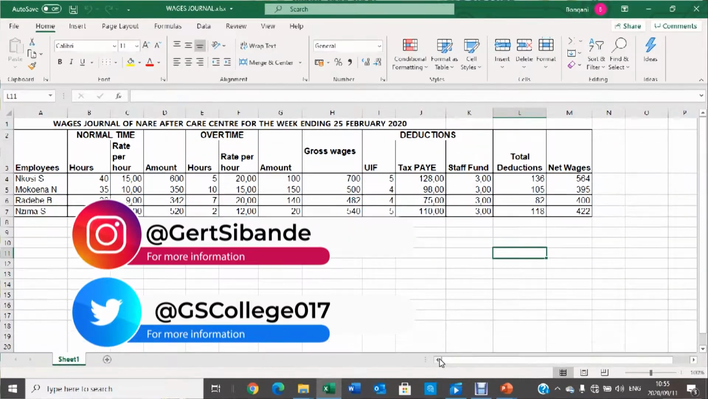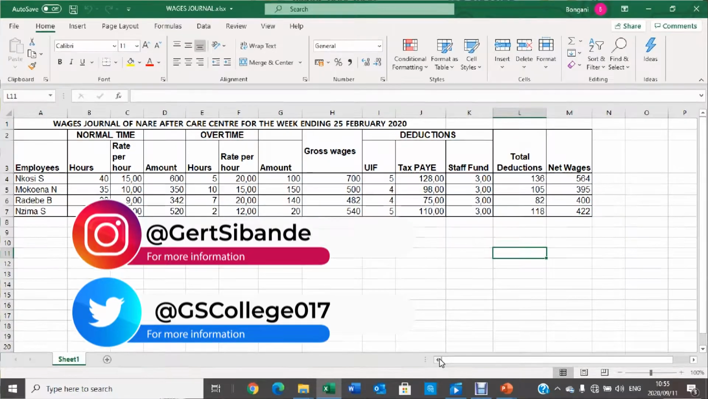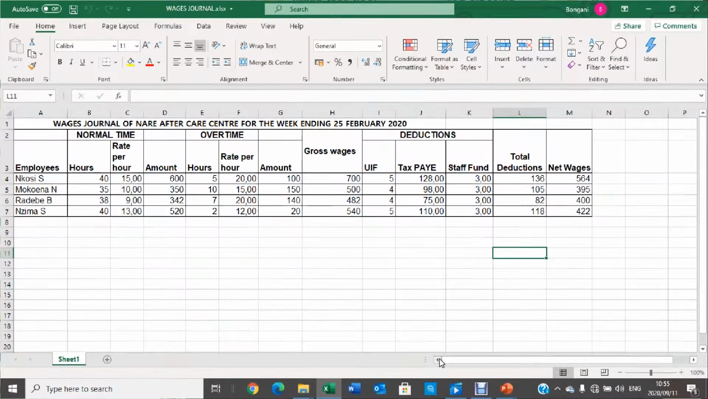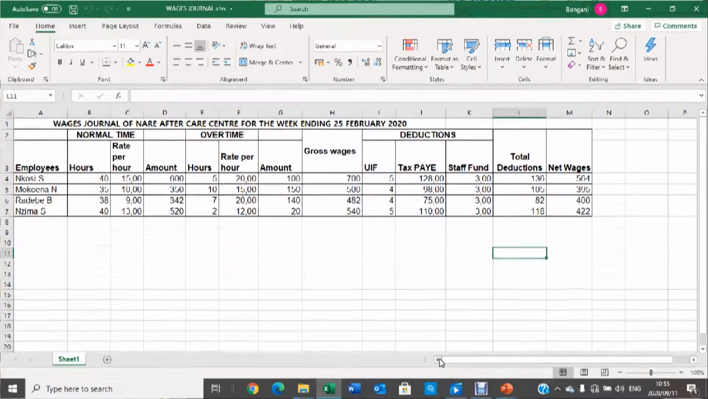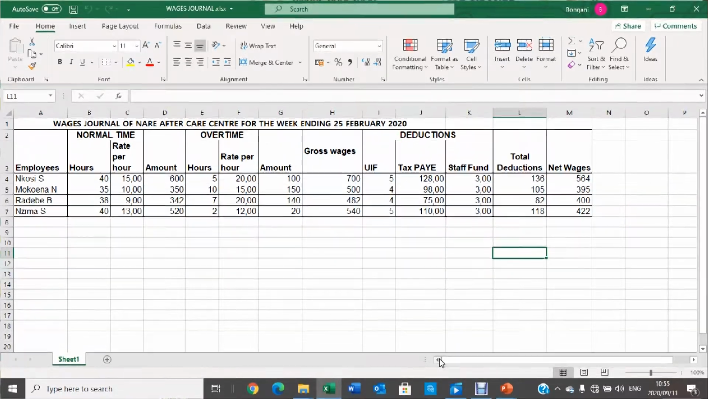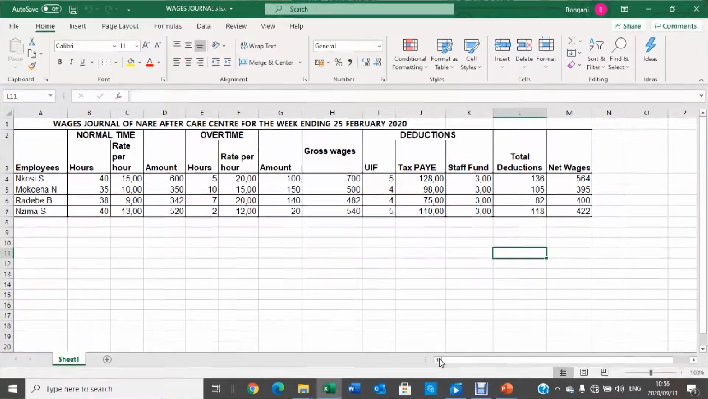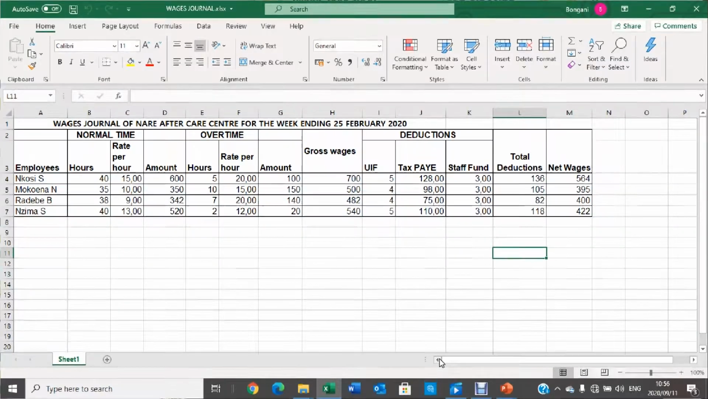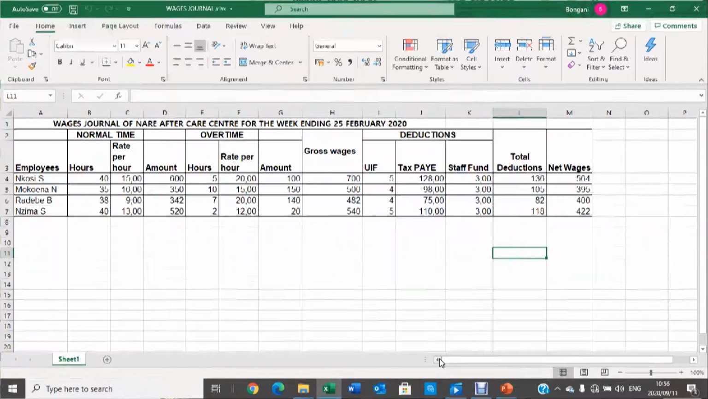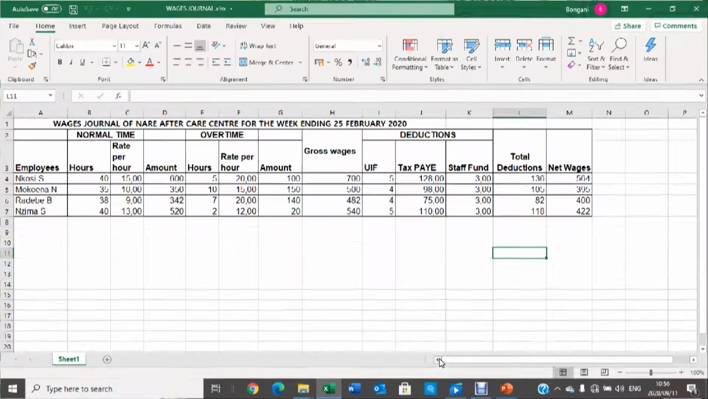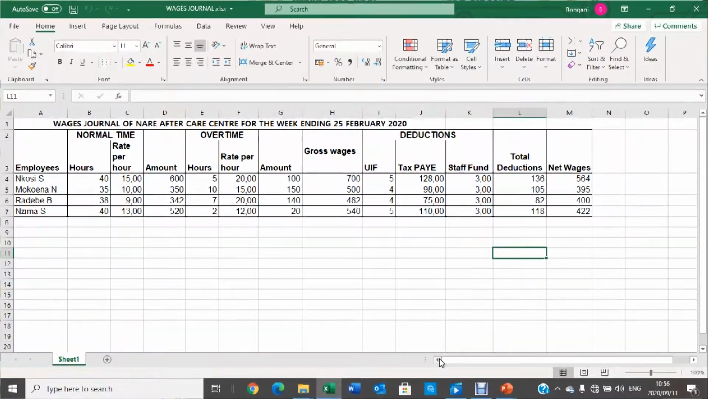And then we also have overtime hours, rate per hour, amount. For us to get the amount, we say 20 per hour multiplied by 5 hours, which gives us 100 rand. At the end, we should have the gross wages. So the gross wages of Nkosi S is 700 rand.